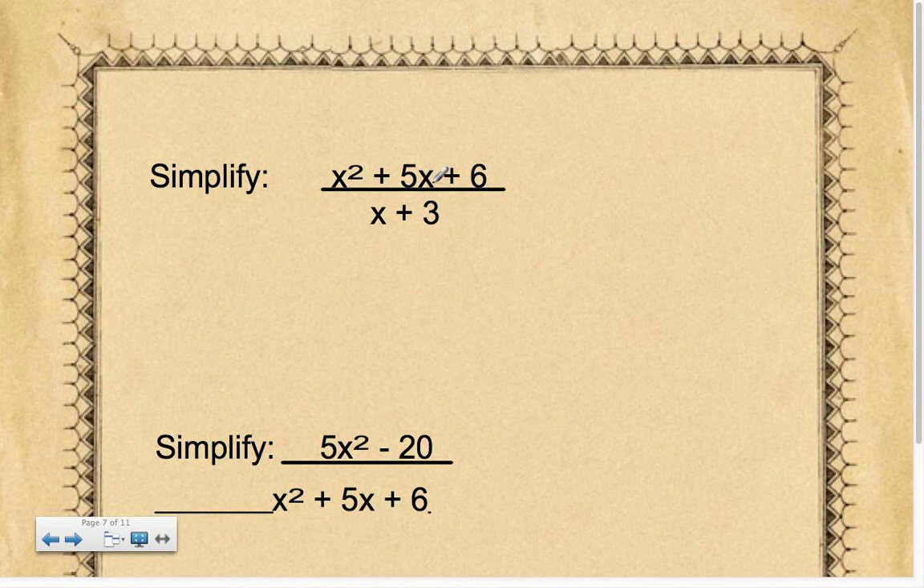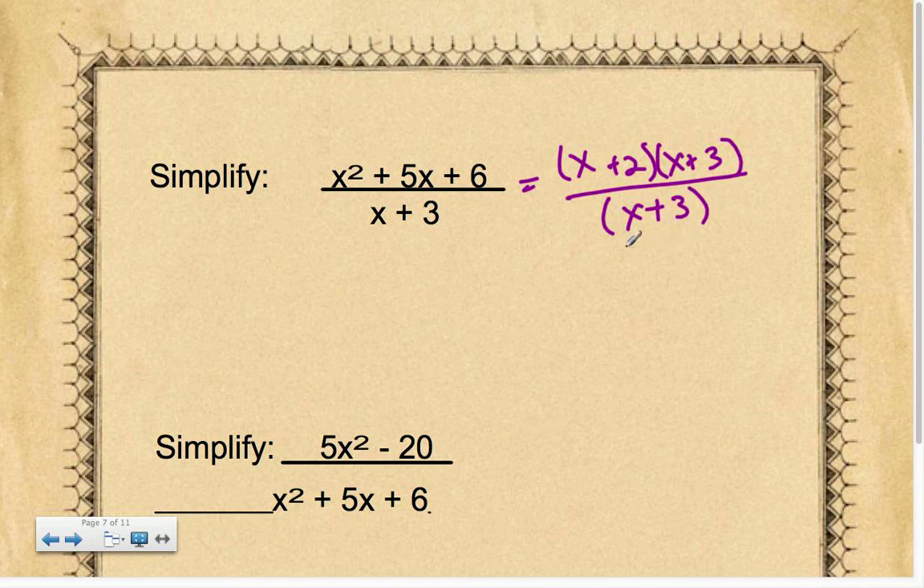Okay, so let's do this next one. You're going to have to find out what the factors are. So we're going to go ahead and factor x squared plus 5x plus 6. Let's see, that would be x plus 2 and x plus 3, right? So then we have x plus 3 on the bottom. What factors can cancel out? What do they have in common? Ta-da! So the answer when we simplify this down is x plus 2. Oh man, does that feel good to simplify that?